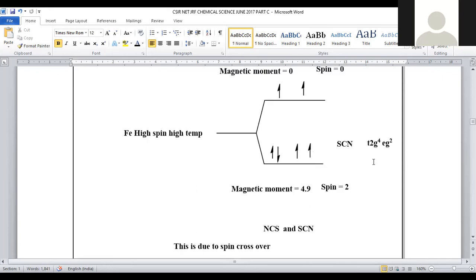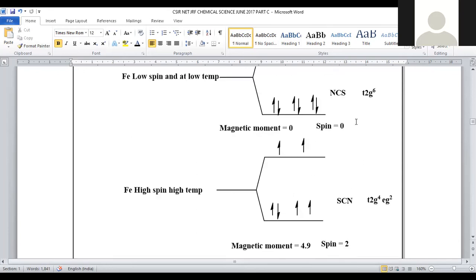They remain empty. But in the high spin state, that means when sulfur is directly linked to iron, being an ambidentate ligand, there is a possibility of either nitrogen or sulfur linkage to the central iron metal, right? So when sulfur is linked to the iron, six electrons will be occupied in this manner: 1, 2, 3, 4, 5. The 6th electron now enters the EG shell. So the contribution will be T2G4 and EG2.